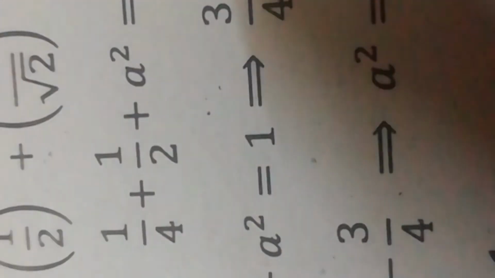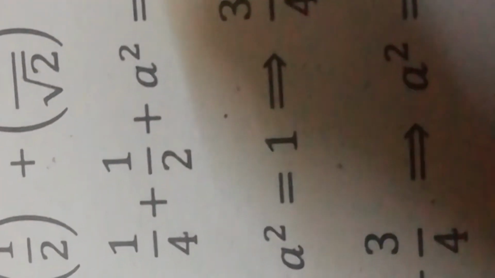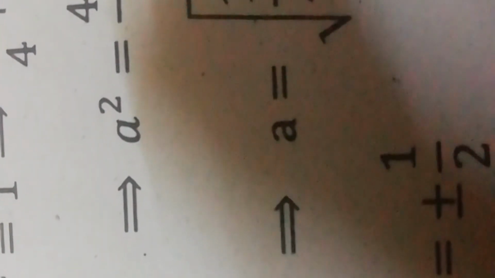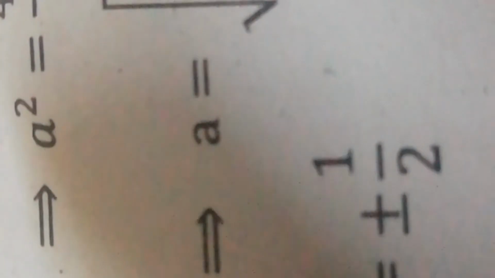So a² = 1 − 3/4. So a² = (4 − 3)/4. So a² = 1/4. So a = √(1/4). So a = ±1/2.